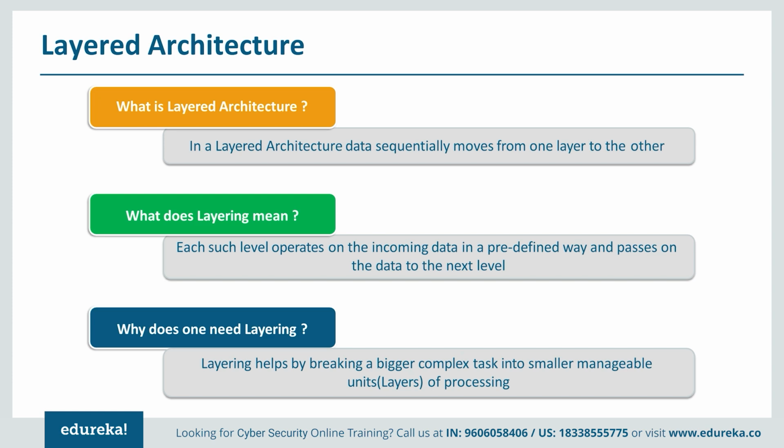What does layering mean? Each layer operates on the incoming data in a predefined way and passes the data to the next level. Each layer works on how to receive the data, how to process it, and how to send it out. Why does one need layering? Layering helps break a single complex task into multiple smaller units, and each layer can process its unit to get the tedious single networking task done.